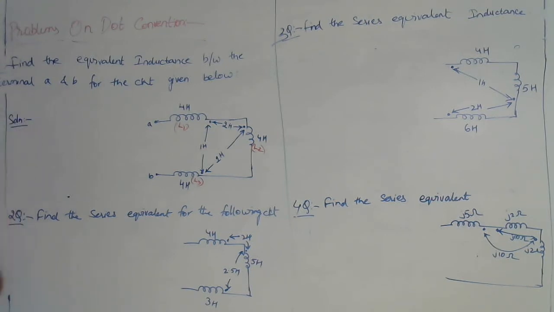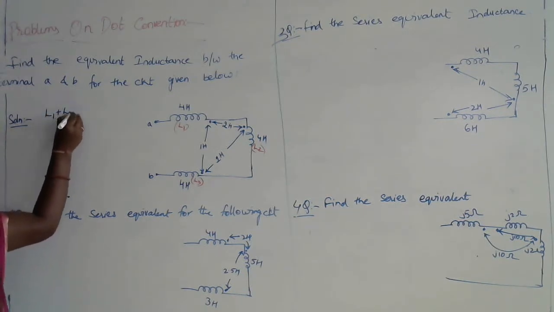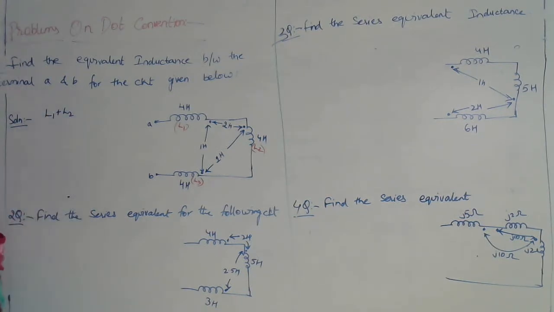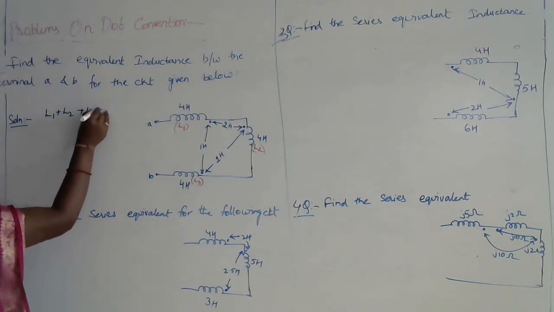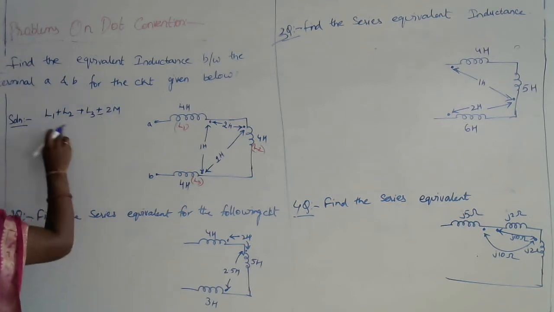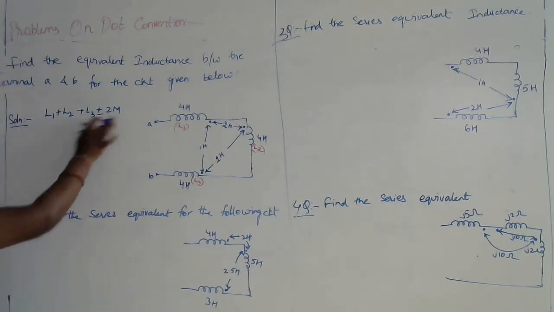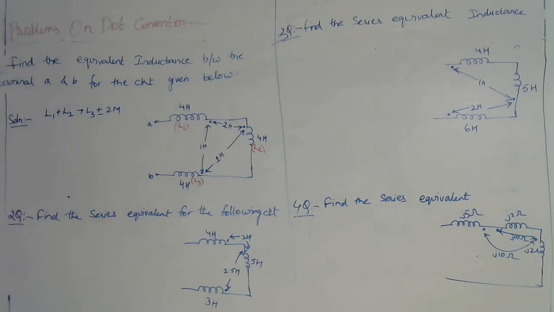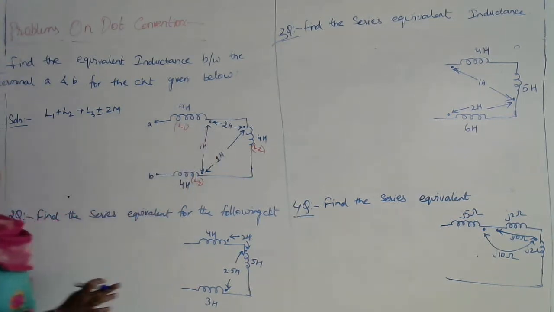As all these are connected in series, the formula for the series inductance for the dot convention is L1 plus L2 plus L3, whatever the number of self-inductances we have, plus or minus 2M. Here L1, L2, L3 are the self-inductances and M is the mutual inductance. If we are able to solve these types of problems using mutual inductance, it is easy for us to solve the dot convention problems.